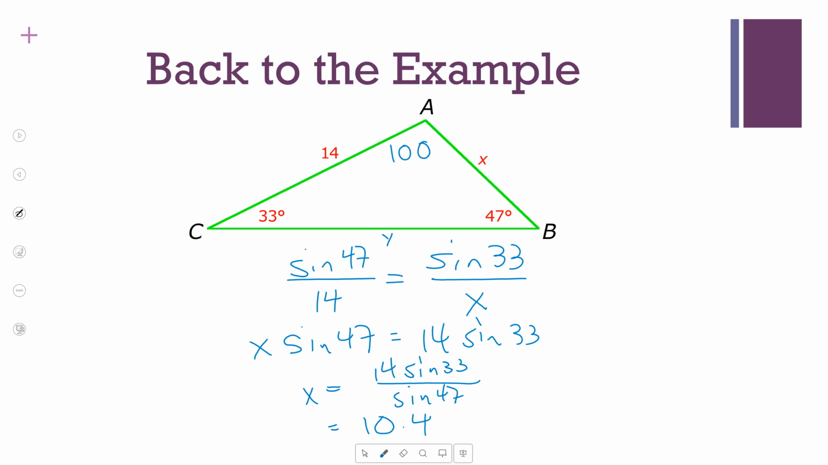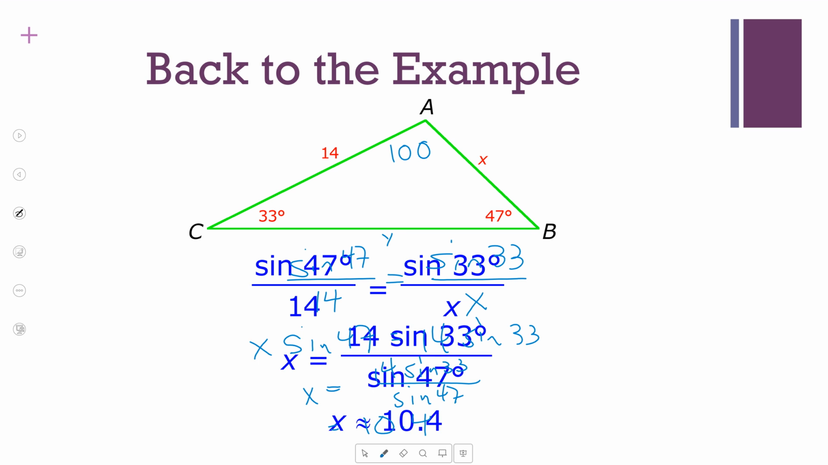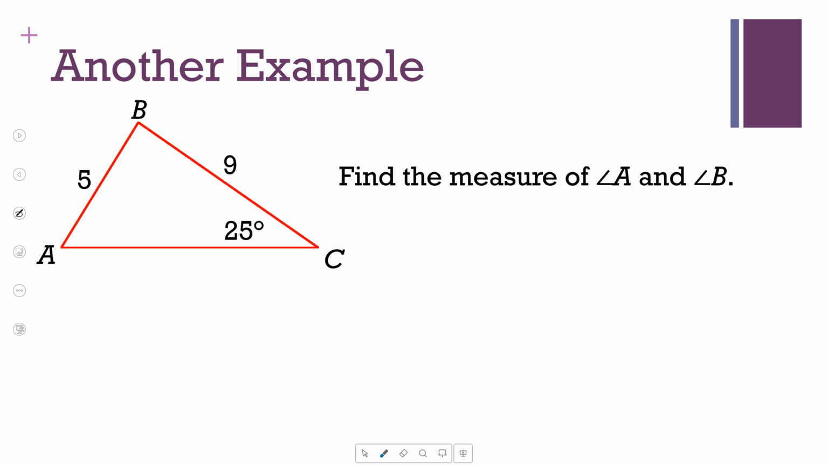There's one other type of problem that we need to look at, and then we're done. Is it safe to assume that this is fairly straightforward and easy? Yes? Good. Now, here's the second type of law of sines problem, and that is when we've got to use it to solve for an angle.